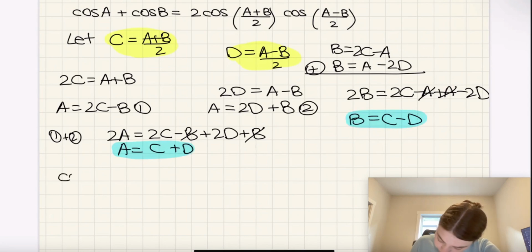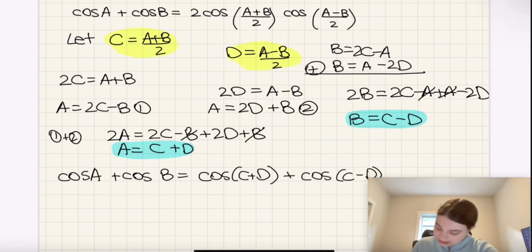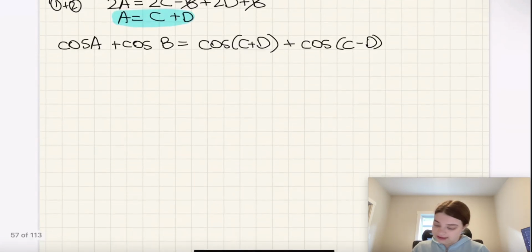So therefore, cosine of A plus cosine of B is equal to cosine of (C plus D) plus cosine of (C minus D), right? Because all I did with this step is I subbed in A is equal to C plus D, and also B is equal to C minus D. That's what we did there. Now I'm going to use the sum and difference formulas for cosine in order to figure this out further.